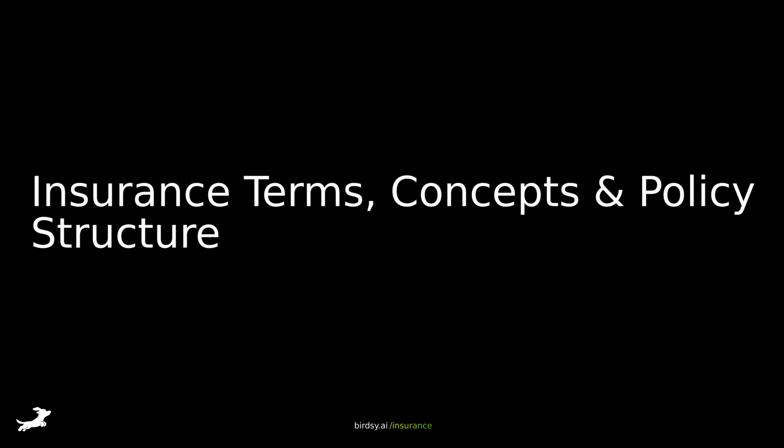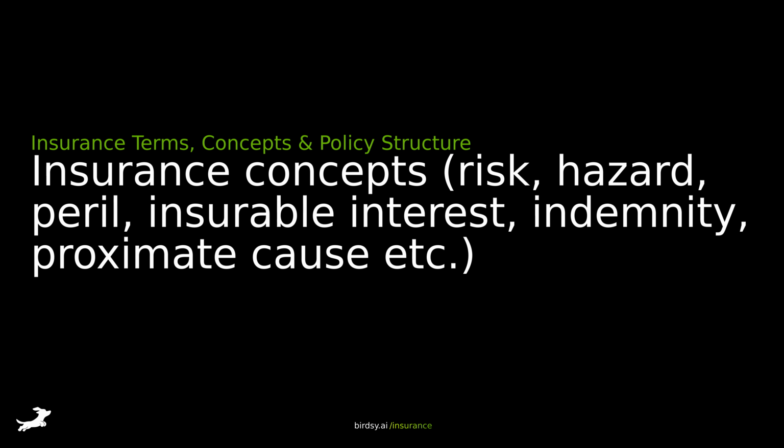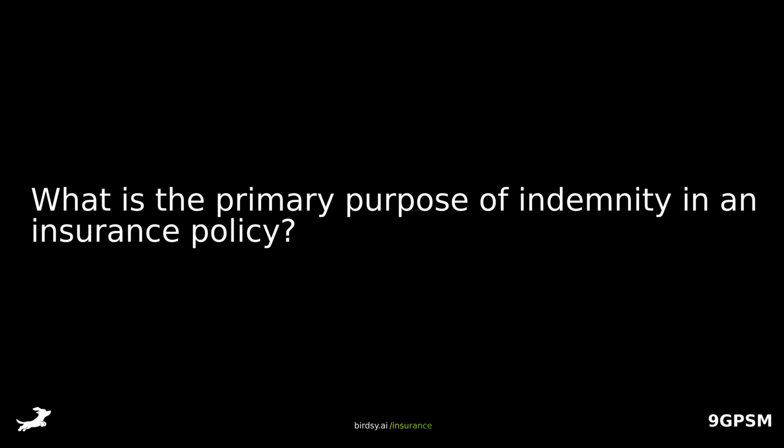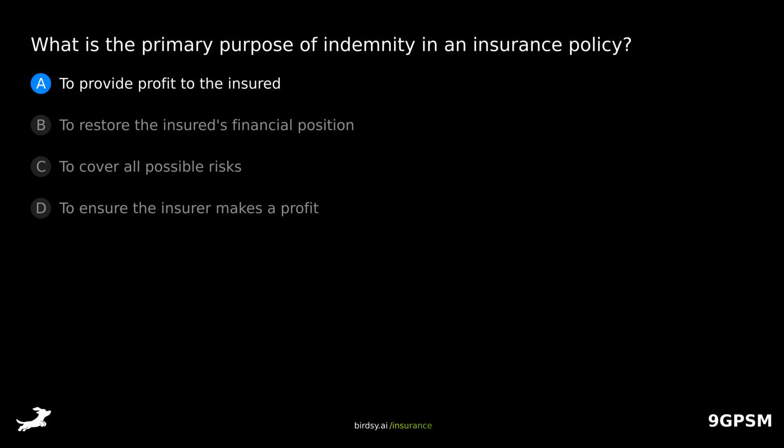Insurance terms, concepts, and policy structure. Insurance concepts: risk, hazard, peril, insurable interest, indemnity, proximate cause, etc. What is the primary purpose of indemnity in an insurance policy? Is it A, to provide profit to the insured, B, to restore the insured's financial position, C, to cover all possible risks, or D, to ensure the insurer makes a profit? The answer is B, to restore the insured's financial position.